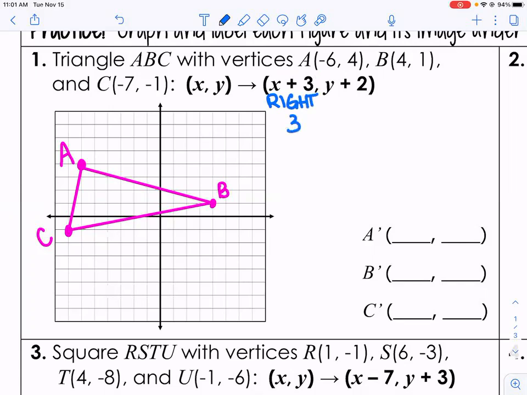3. And then this y plus 2. So y means we go up or down. Since it's plus 2, which way are we going to go? Up. So go ahead and write that we're going right 3 and up 2.